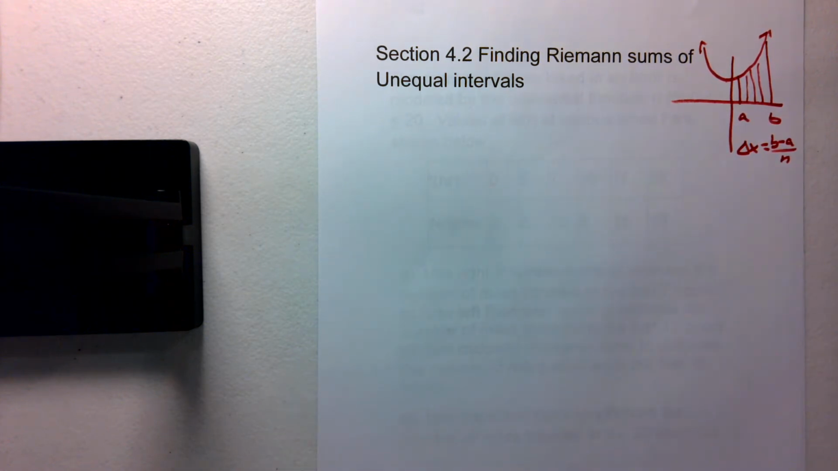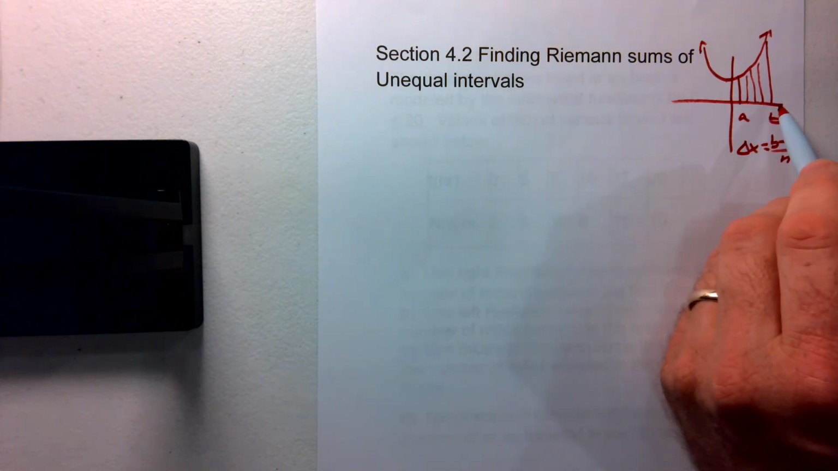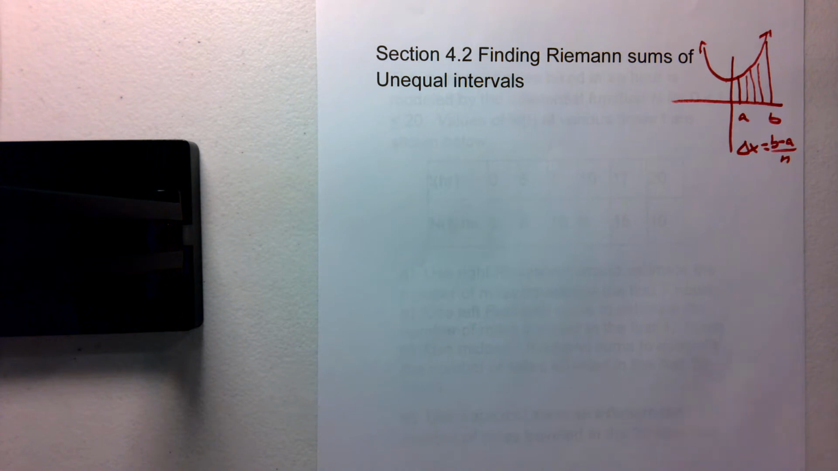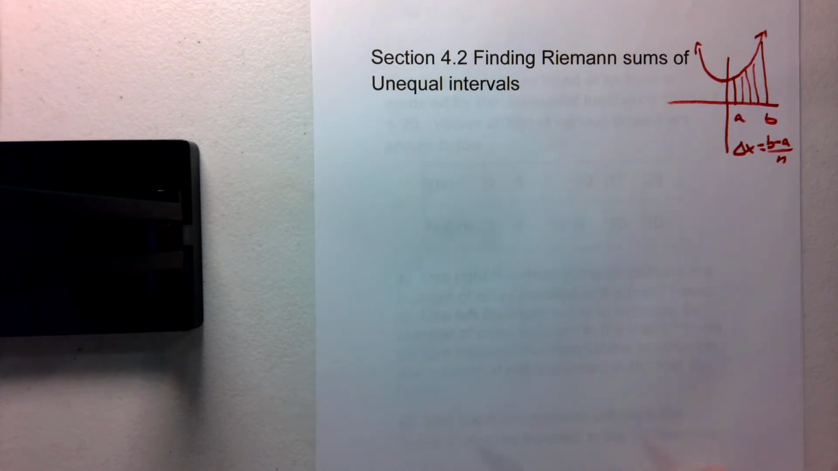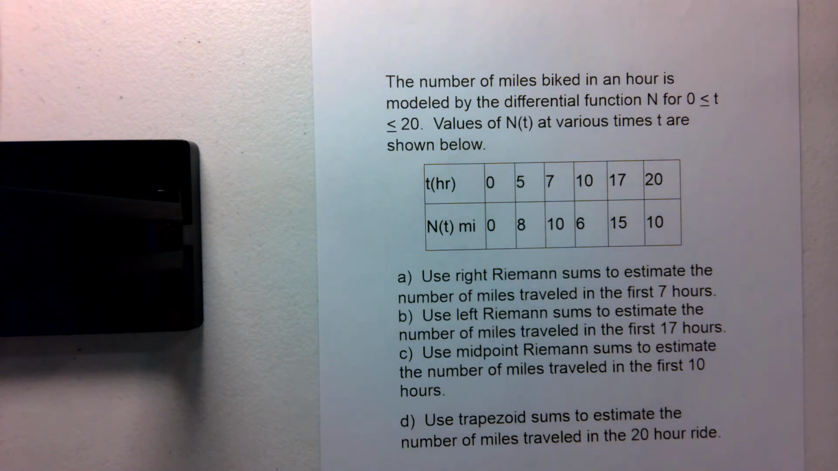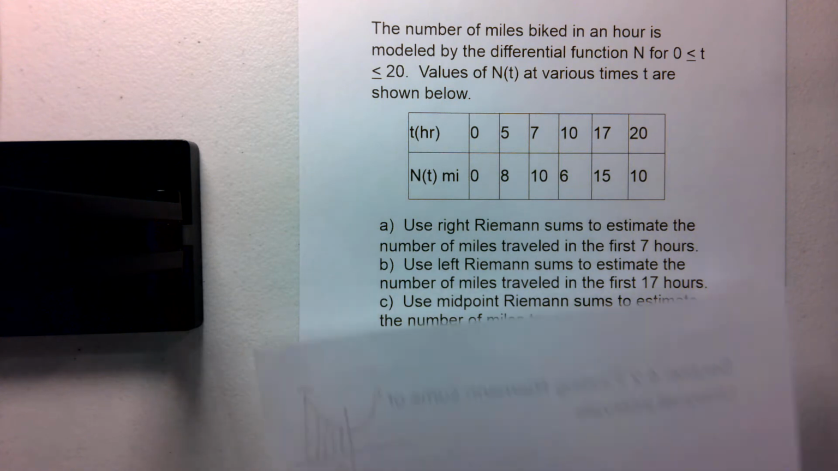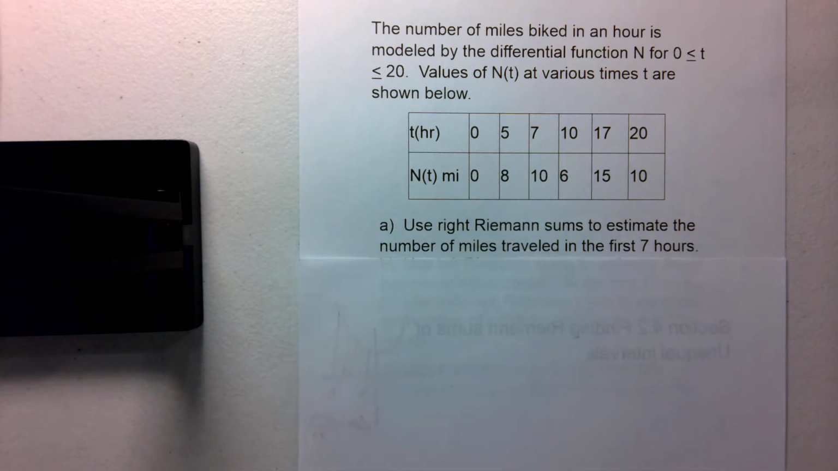In unequal intervals, it's not always going to be the case that we're going to divide by n so they're all equidistant from each other. And we normally see this when we're given a problem with a set of values in a chart. And this is the way they like to show it on the AP exam as well. So let's go ahead and look at this example, and we'll talk about what it's going to look like and some things that I do as I work these problems.